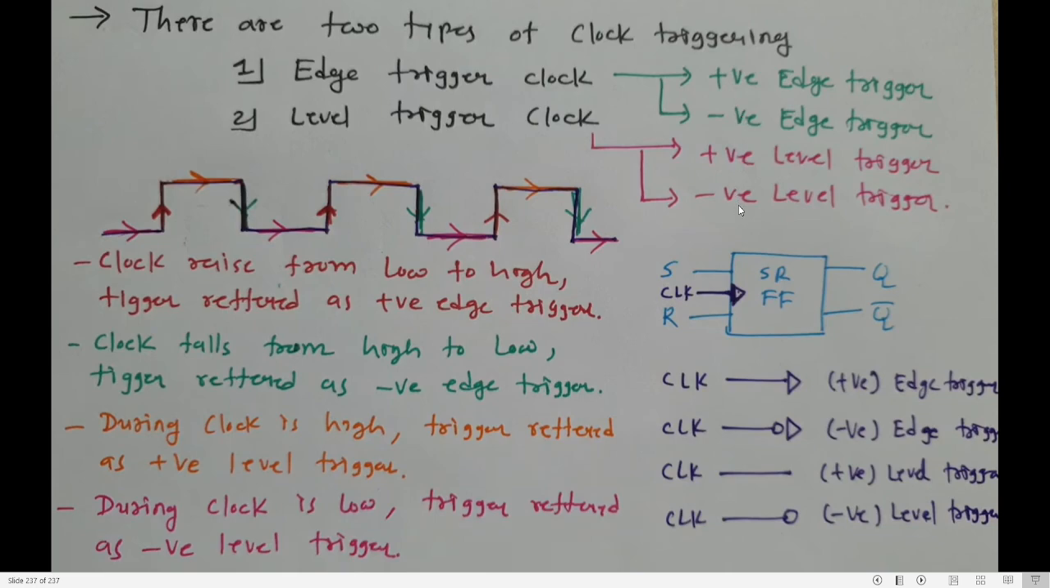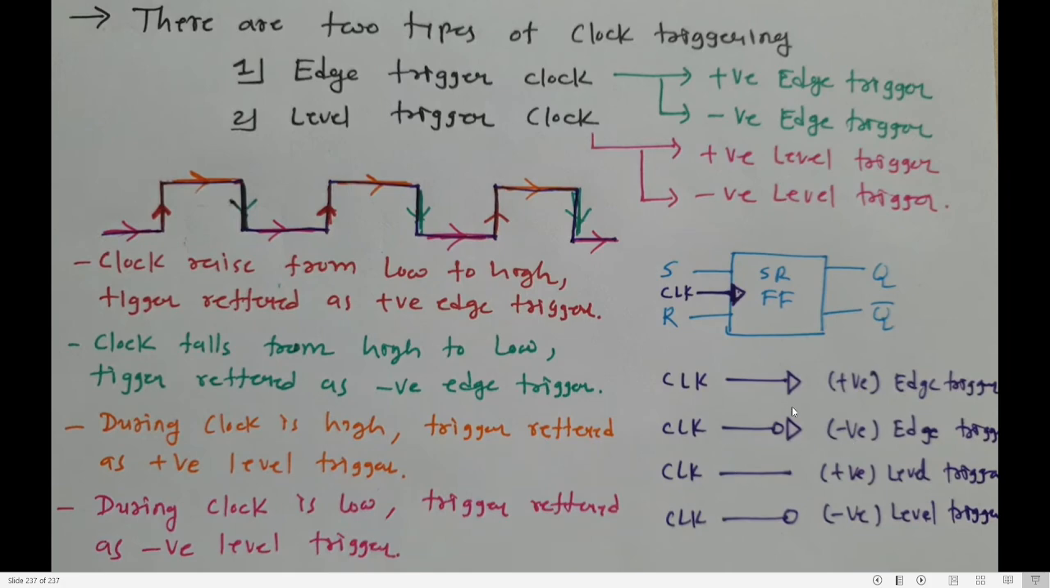Now let us see the symbols for it. If the clock is represented like this, a small triangle, then I call it positive edge. It means the SR flip-flop will be activated only during the positive edge. In the rest of the time, it will not work. It will be in a deactive state. It will be triggered in the positive edge. Clear? Now see this symbol, a bubble and a triangle, this symbol indicates negative edge.